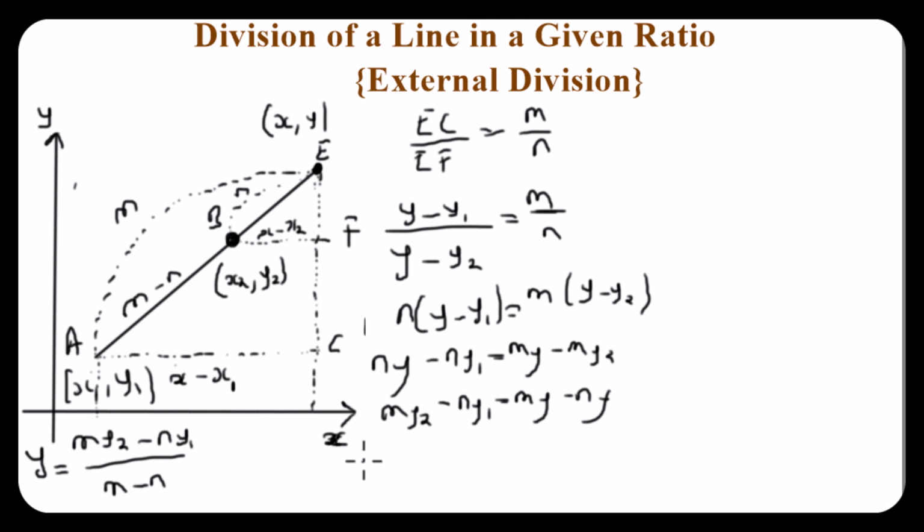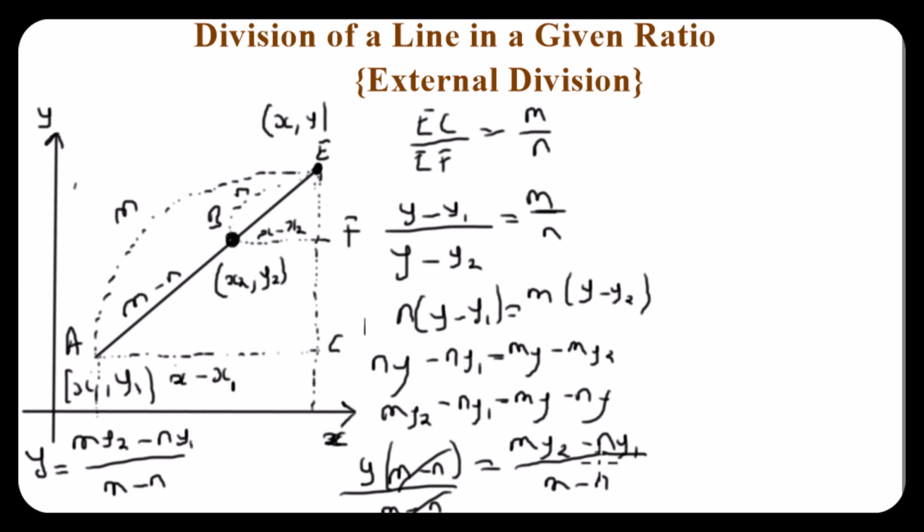So factorize the y. What do we have? y is common, and then we're left with m minus n, and this will be equal to my2 minus ny1. Okay, so dividing both sides by m minus n, you can see m minus n cancels m minus n, and then we're left with my2 minus ny1 all over m minus n. So lastly, since we've gotten our formula, we can now write the formula as an ordered pair.